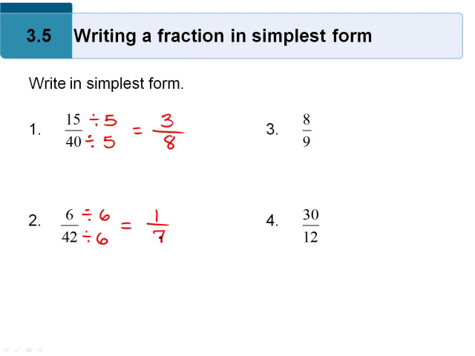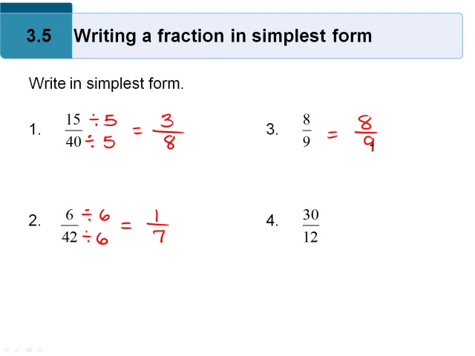All right, now look at 8 over 9. Is there anything that goes into both 8 and 9? No, just 1. So this is already in simplest form. So you could either just write 8/9 again, or if you're working in your online program and it asks for something like that, it may say something like already simplified or in simplest form. But you cannot reduce 8/9.